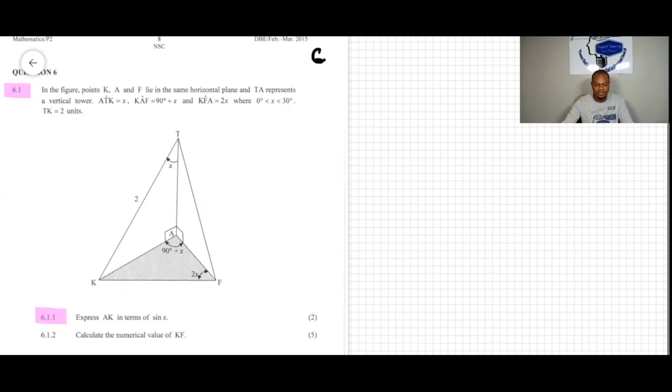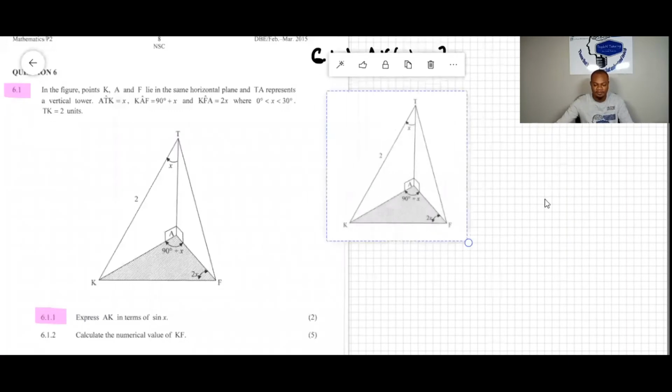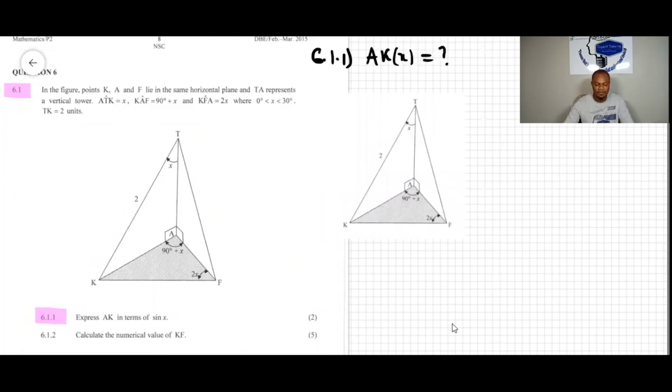So I'm right here at 6.1.1. It says express AK in terms of X. This is what we're looking for. I'm going to paste the same shape over here. We can notice that the line we're looking for, we need to express this AK in terms of X. I prefer to look at this triangle.